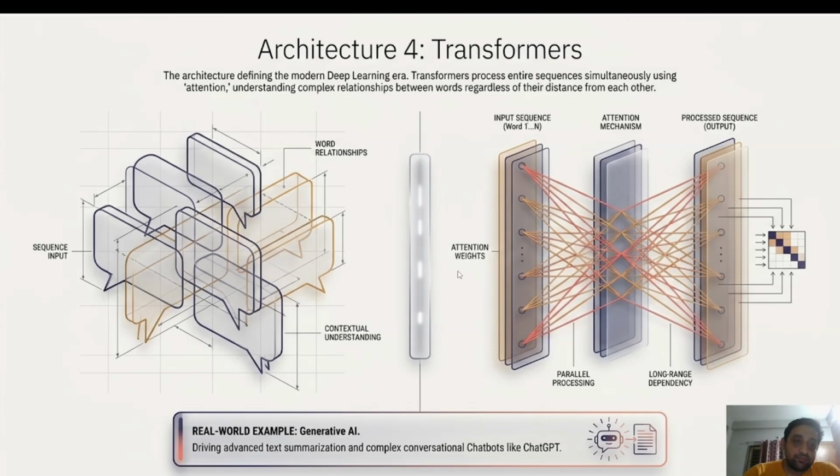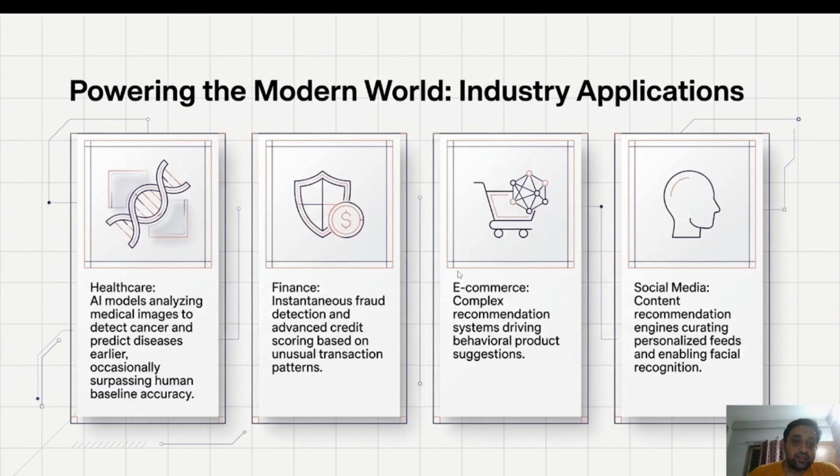Looking at the diagram, the input sequence goes in on the left. The attention mechanism assigns weights to every pair of words. How much should word 3 pay attention to word 7? Capturing long range relationships instantly. The result is a rich contextual representation that powers the output. This parallel processing makes transformers dramatically faster to train and scales to hundreds of billions of parameters.